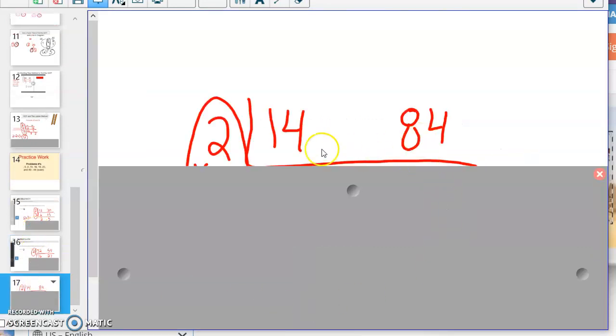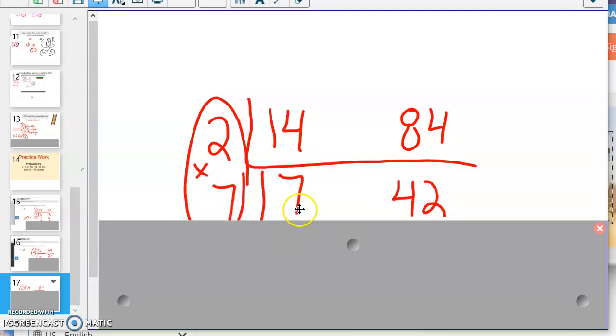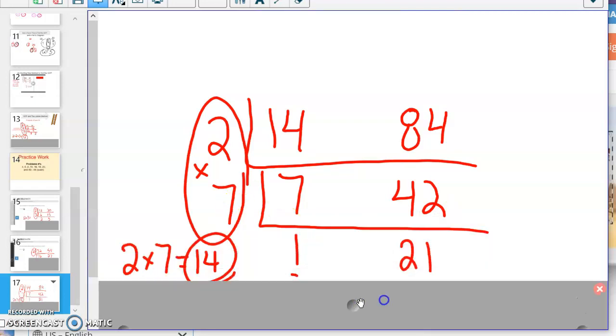Next one, I want you to find the GCF of 14 and 84. So I think to myself, what can I divide out of both 14 and 84? Well, they're both even, so I know I can divide by 2. Well, 14 divided by 2 leaves me with 7, and 84 divided by 2 leaves me with 42. Well, what number can I divide out of both 7 and 42? 7. So then 7 divided by 7 leaves me with 1, and 42 divided by 7 leaves me with 21. 1's not a prime number, but there's nothing else I can divide out of it, so that leaves me with 2 times 7 for my GCF, and the answer would be 14.